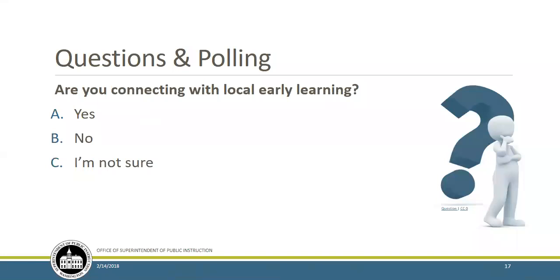Awesome. Also, are the brochures in different languages? Yes, they are. They're actually on the WAKIDS website at OSPI, and they come in 19 different languages, and you're able to print them right off of there.